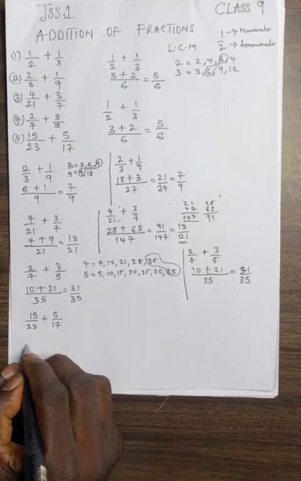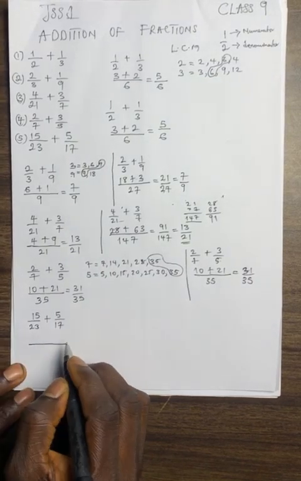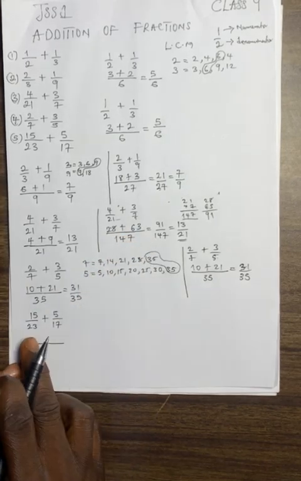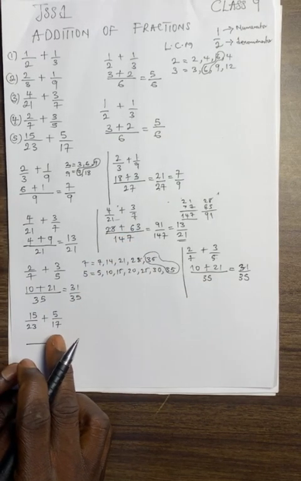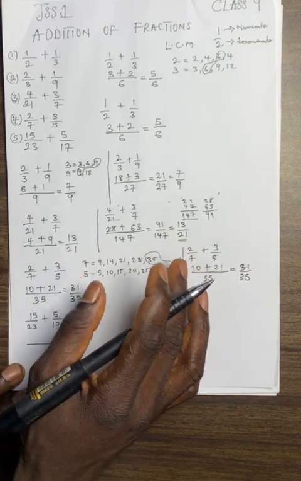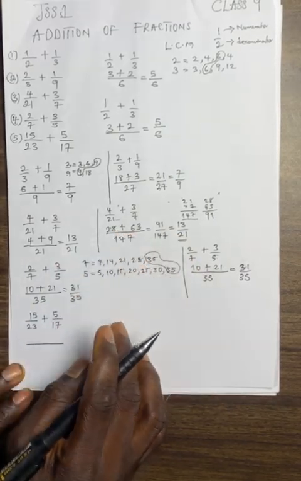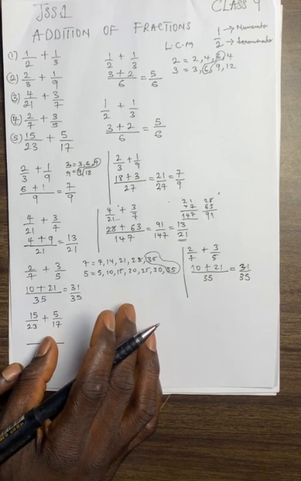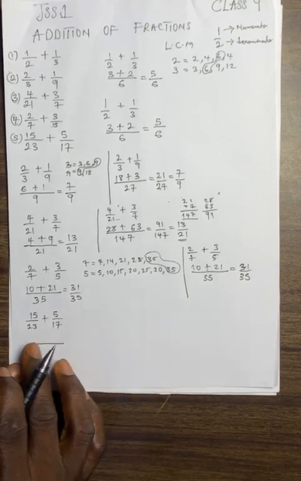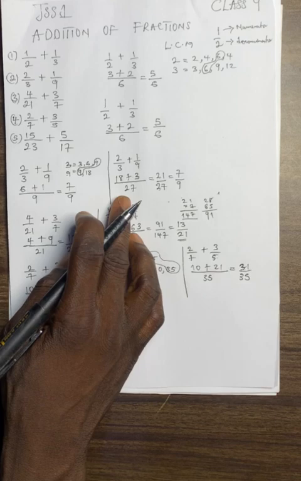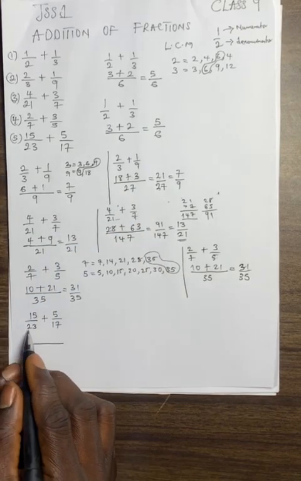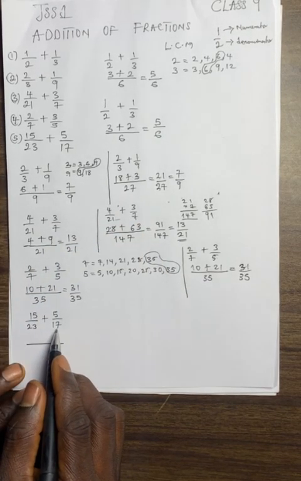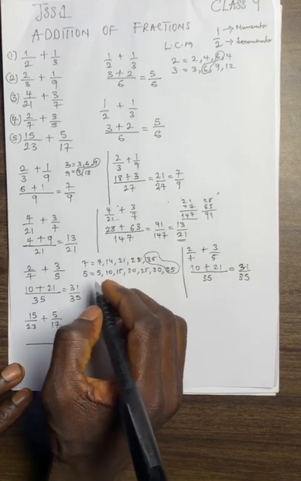So let's make use of this second method because we have large digits here. Since we have large digits, we need to make use of this second method that is very, very fast for us. Instead of looking for the lowest common factor, let's just make use of the multiplication method. What are we going to do? Multiply 23 and 17.